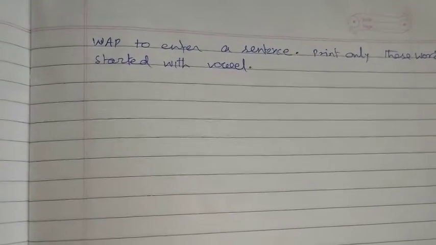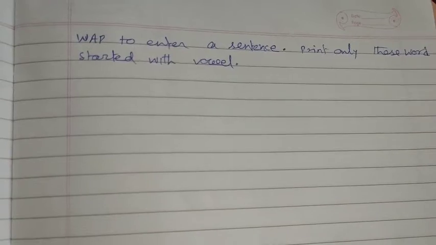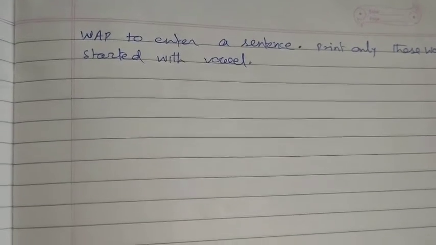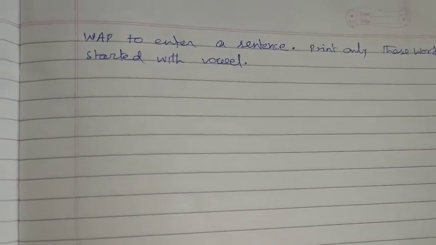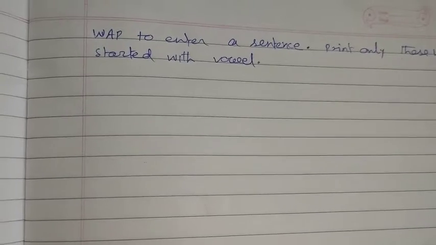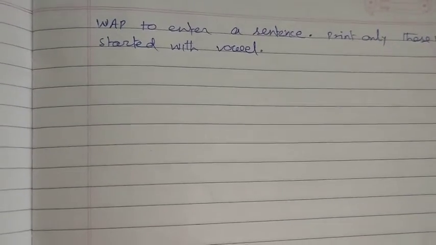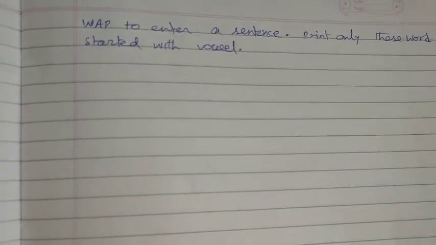The question is like this: write a program to enter a sentence and print only those words started with a vowel. In the last class we discussed how to print the words which started with capital A or small a. Now I am going to start the program to print those words which start with a vowel.